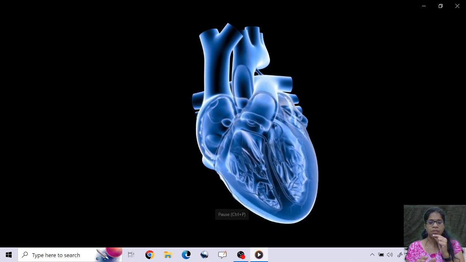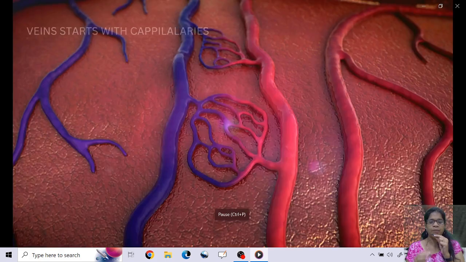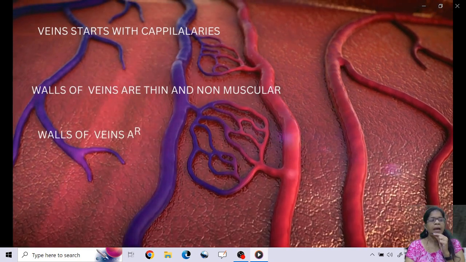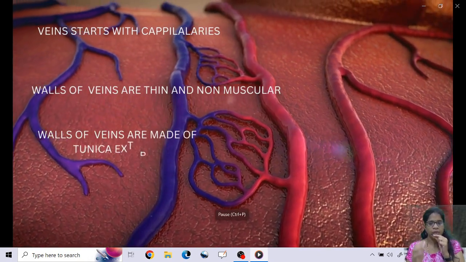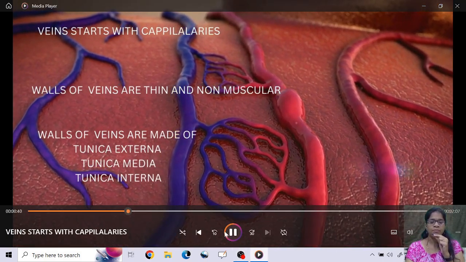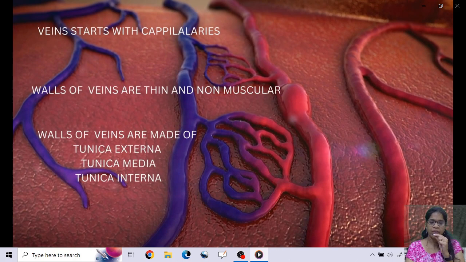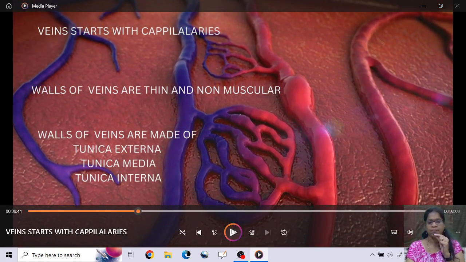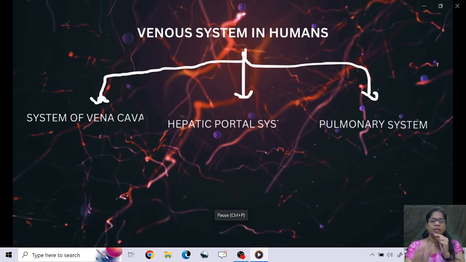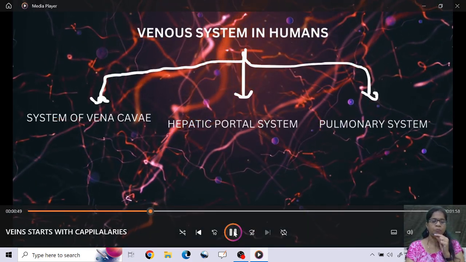This is the heart that I talked about, with the lub and dub sounds. Now let's talk about the veins. I told you that they start with the capillaries, and the walls of veins are very thin and non-muscular. The wall of veins is made of three important layers: tunica externa, tunica media, and tunica interna. The venous system in humans is mainly divided into three important parts.